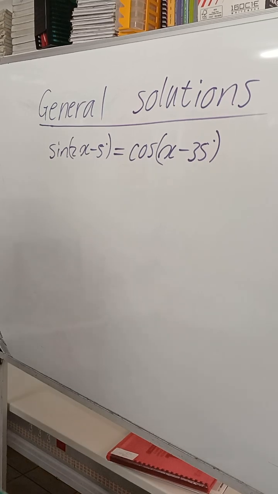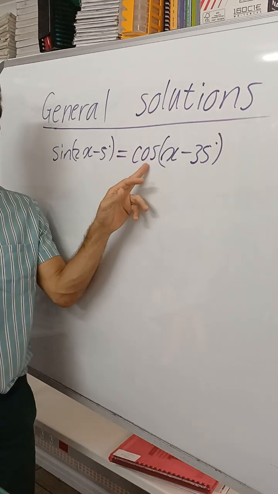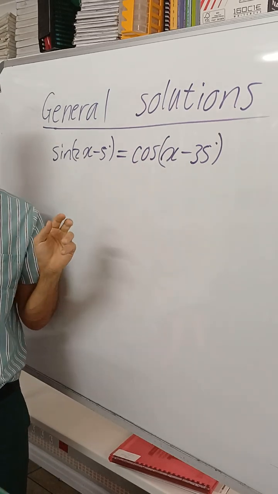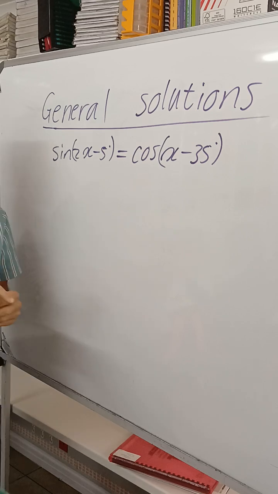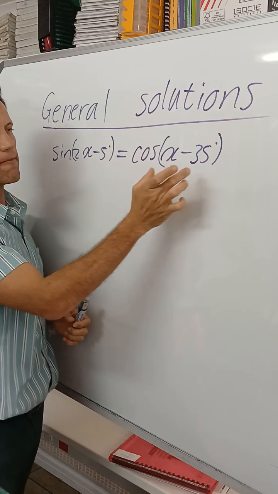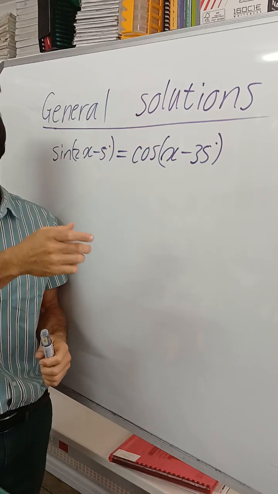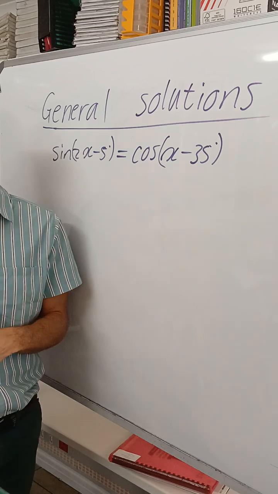So we must make them the same. Remember what we said the other time: you can't divide both sides by cos and then change it to tan. Why? Because they don't have the same angle. This one is 2x minus 5, this one is x minus 35. So because they don't have the same angle, you can't divide by cos and change it to tan.